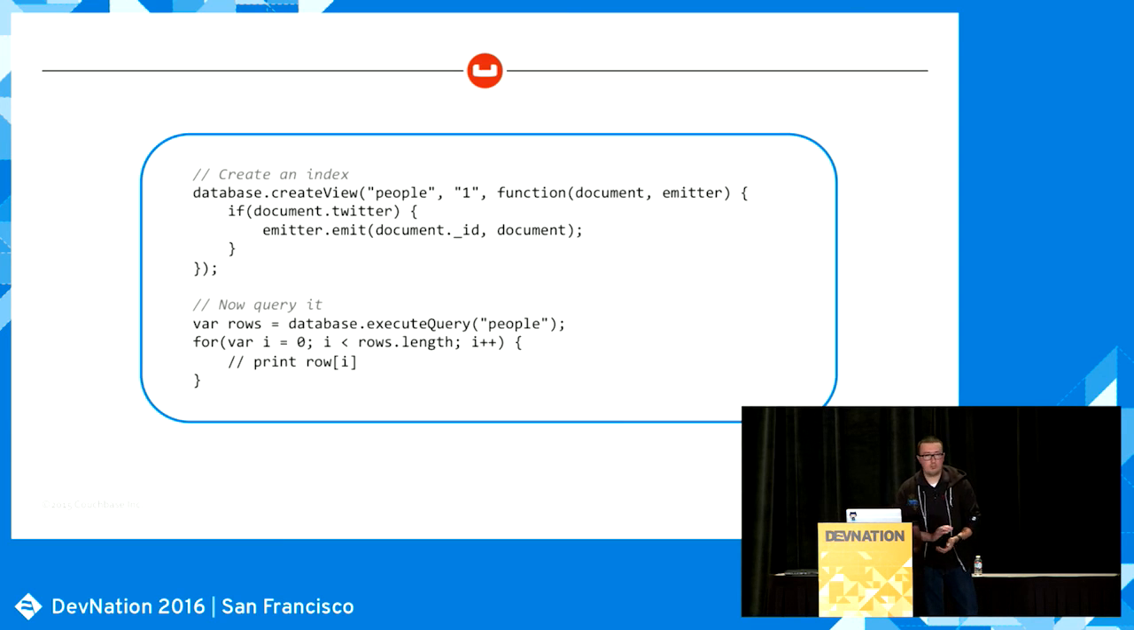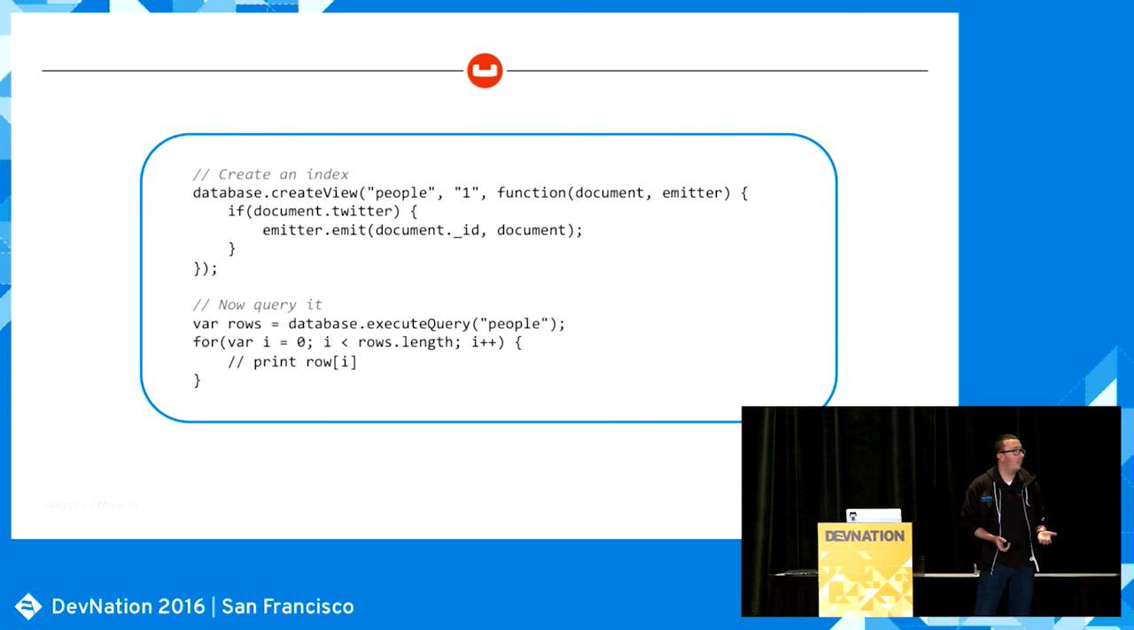And because these MapReduce views are functions, you can actually add breakpoint logic and other troubleshooting code into these functions. So, for example, to create a view, we call create view, and it's called people. What we're saying here is if the document has a property called Twitter, it's going to emit a key value pair. The key is going to be the document ID, and the value is going to be the document itself. So when we execute this query, it's going to return all documents that have a Twitter handle. You could add way more complex logic than I did inside of these views. It's completely up to you.